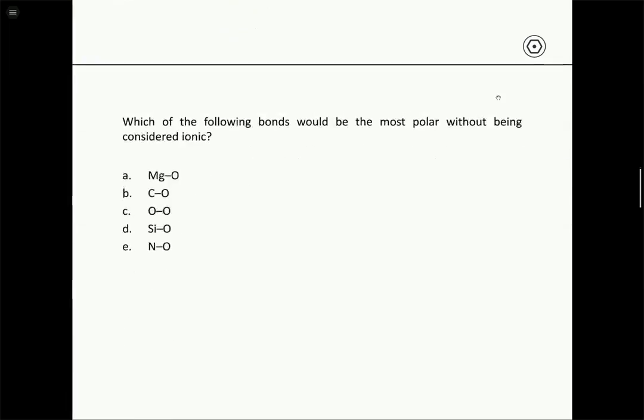Those are always going to be more polar than any covalent bond. And then this one here has a little bit of a caveat. So here we're looking for the most polar bond without being considered ionic. So in this case, if it's a metal with a nonmetal, we're going to automatically eliminate that because we're not looking for any ionic bonds here.